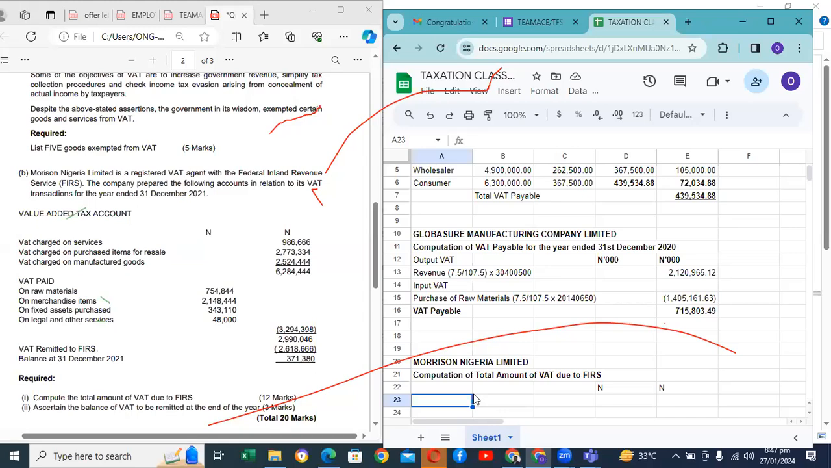The requirement says compute the total amount of VAT due to FIRS for 12 marks, and then ascertain the balance of VAT to be remitted at the end.